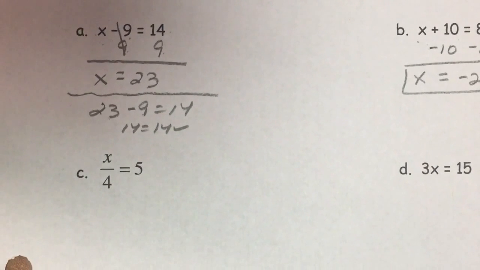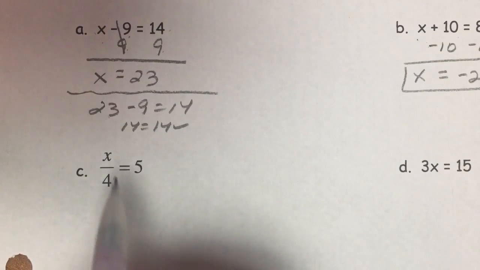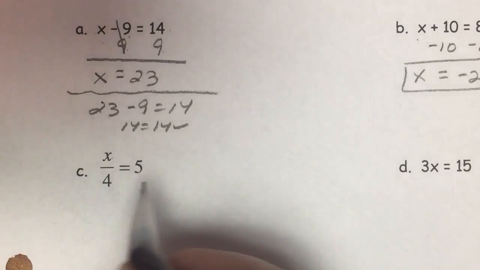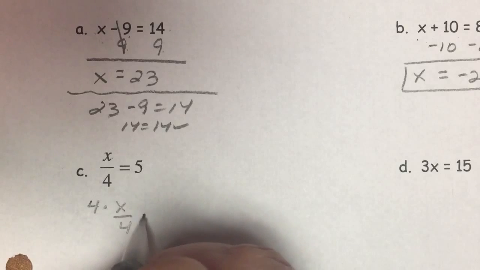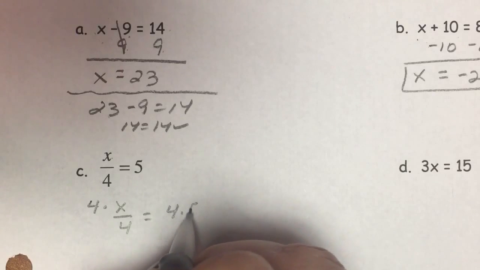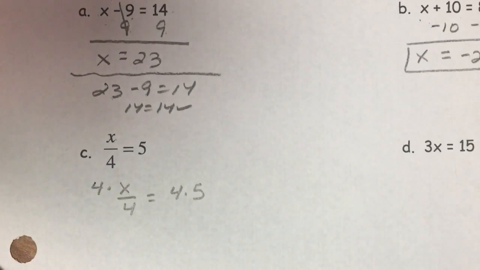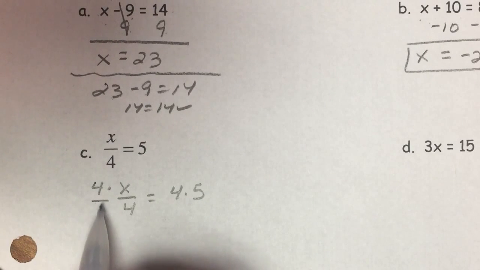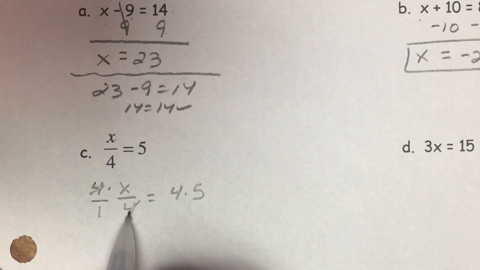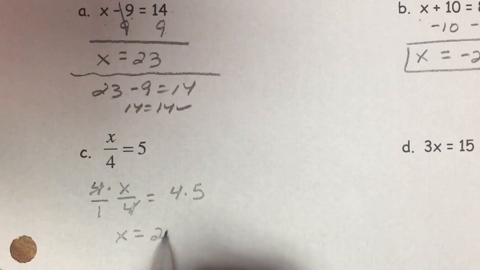And again, you can pause at any time. This one, what's happening to the x? Well, it's being divided by 4, so I'm going to go ahead and multiply both sides of the equal sign by 4. Now what happens on the left here? Well, this is really over a 1, and my 4's cancel. So I'm left with x is equal to, and 4 times 5 is 20.